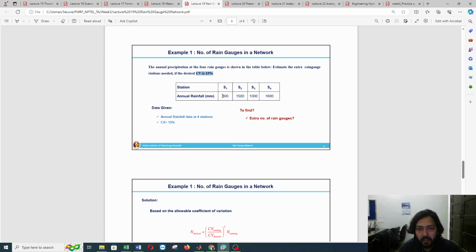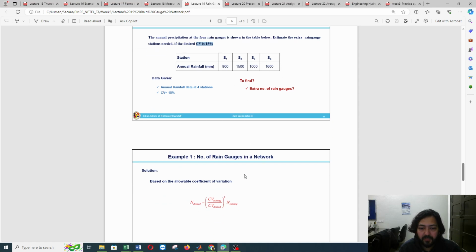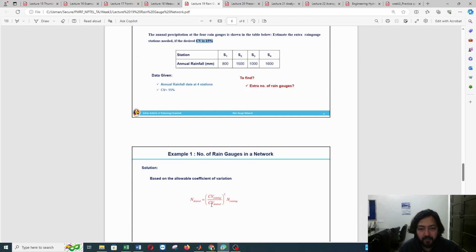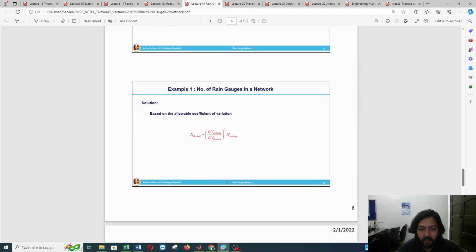So how can we do that? We have 4 data points, we can take the mean, we can take the standard deviation, and then using standard deviation and mean we can calculate the existing CV. Once we know the existing CV and the desired CV, and the existing number of gauge stations is also known, that is 4, we can calculate the desired number. If the existing CV is more than 15%, then the desired number of stations should be more than the existing. Let us see how they have calculated.